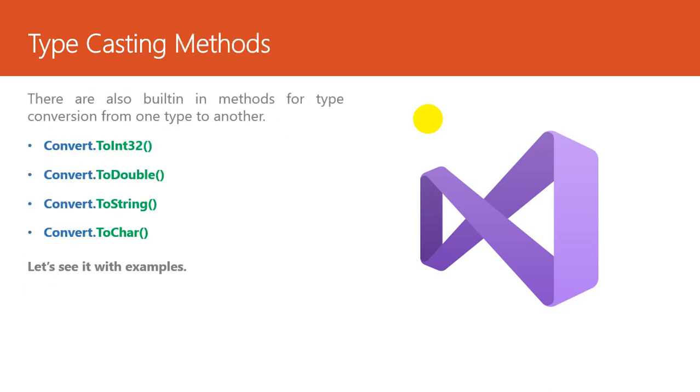There are also other methods to do explicit conversion, which are the ToInt32 method, ToDouble method, ToString method, and ToChar method. Here you can see Convert, which is a class, and ToInt32 is the method. Let's see it with an example.